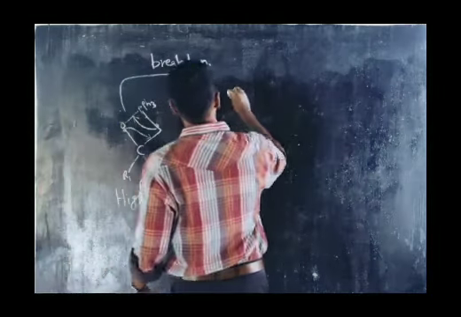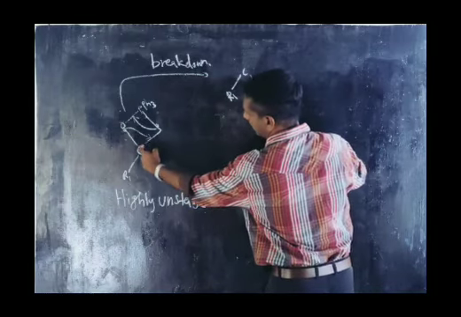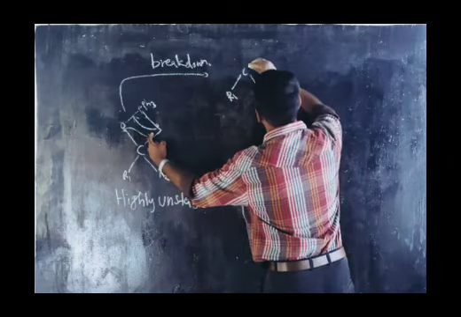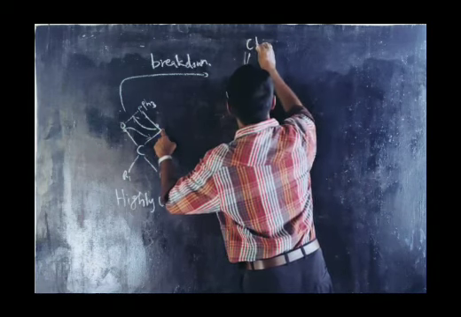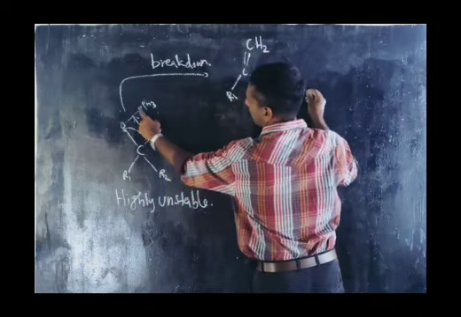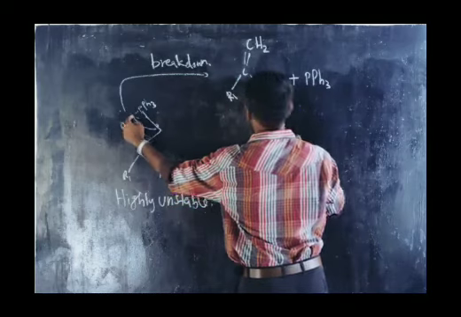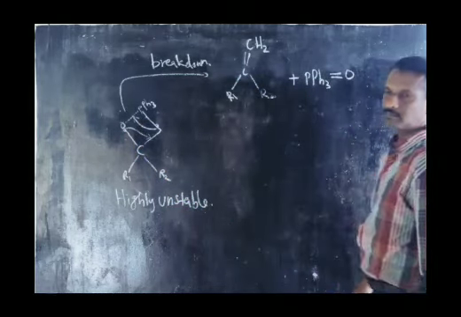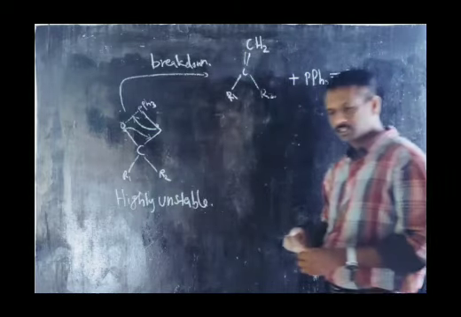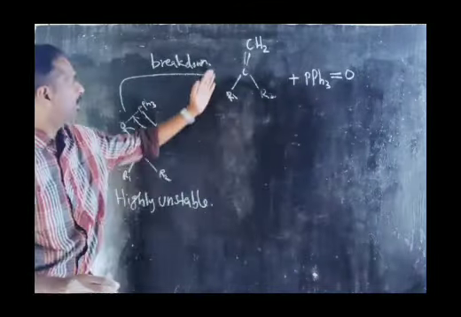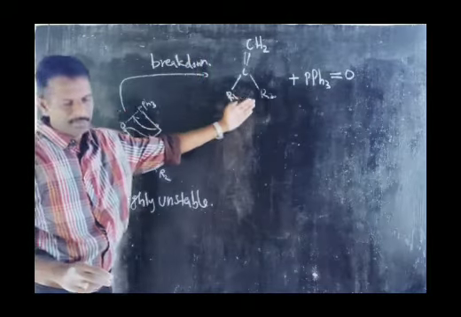What do we get? Here we get R1, C, R2, and you can see that this bond is shifting to here, a double bond, and what is present here? CH2. Here it is CH2, plus what will form? PPh3. This bond is shifting to here, a double bond. See, here you are getting the alkene. This is the entire mechanism of the Wittig reagent.